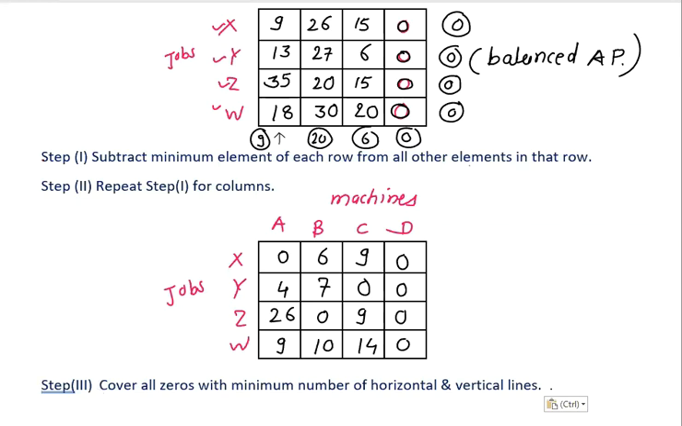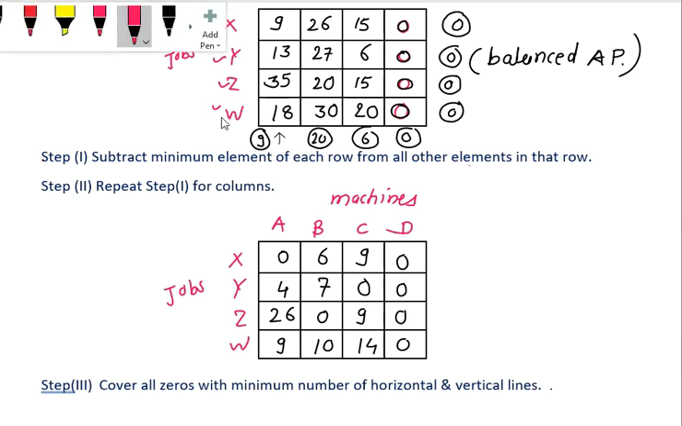So we apply step number 3, cover all zeros with minimum number of horizontal and vertical lines, starting from row 1. We select the row containing a single 0. First row contains 2 zeros, second row contains 2 zeros, third row contains 3 zeros, fourth row contains a single 0. So make an assignment here in the fourth row, and when we make an assignment in a row, we have to draw a vertical line.